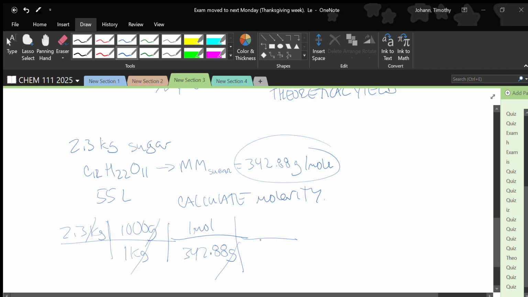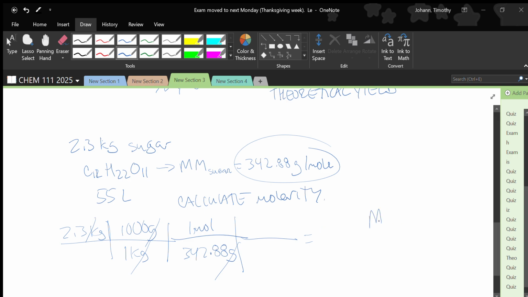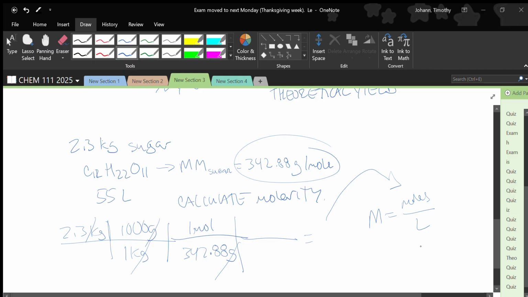And so that's going to get me into moles of sugar, right? And so I want moles over liters, so I could plop out the moles here. My equation for molarity is equal to moles divided by liters. So I'm going to take this and put it there, and that's going to be divided by 55 liters. If I multiply across the top and divide by the bottom, what do I get?